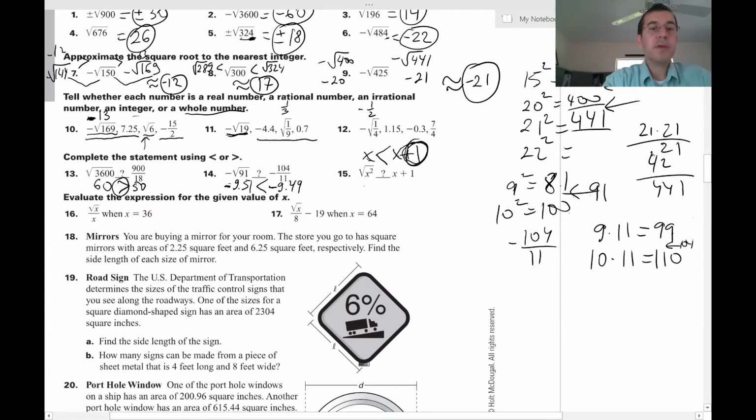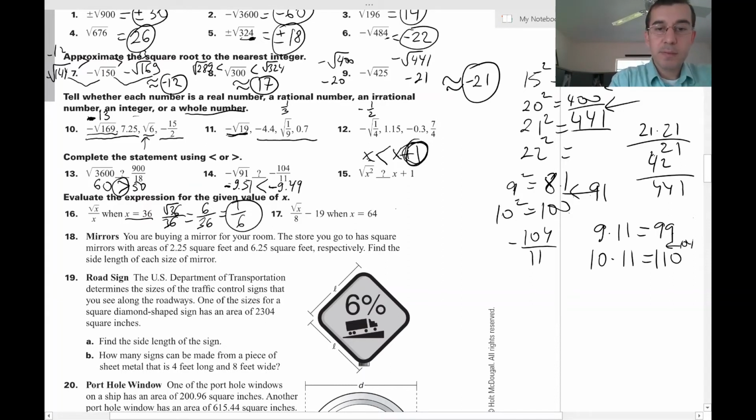Evaluate the expression for the given value of x. When x is 36, we have square root of 36 over 36. So square root of 36 is 6, and then over 36. We can divide by 6, cancel by 6. So 6 divided by 6 is 1, 36 divided by 6 is 6. So 1/6 is the answer.